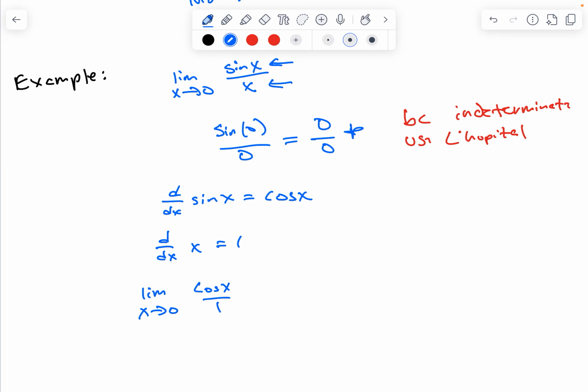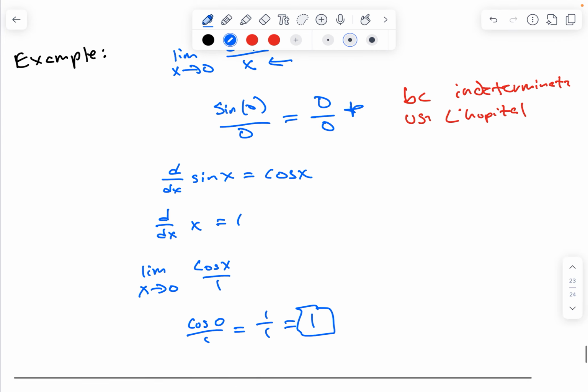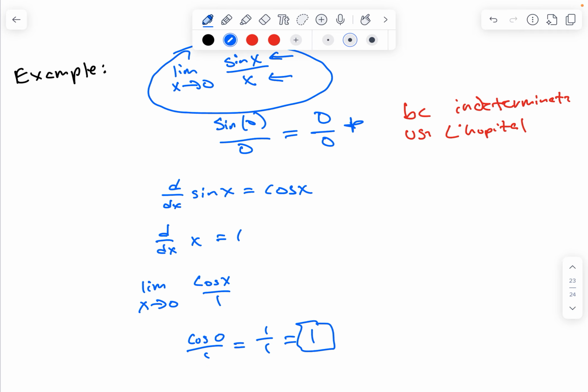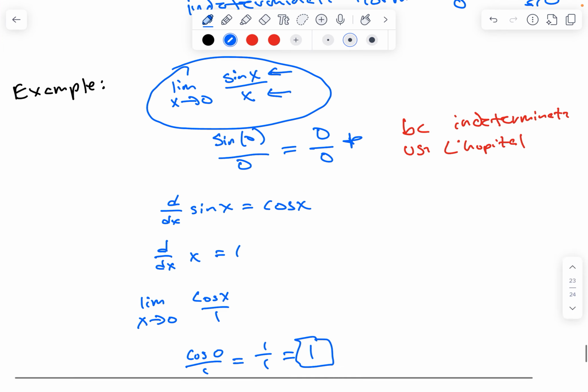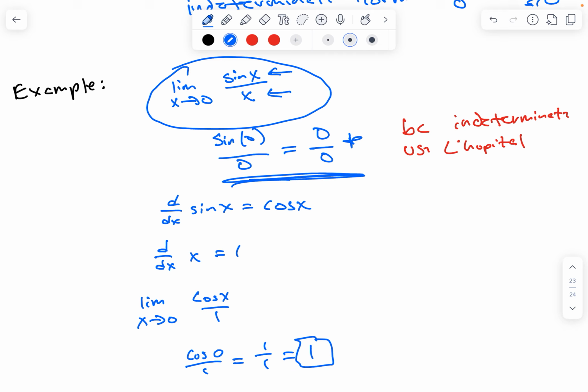And when we plug in 0 for x, we get cosine of 0 over 1 is equal to 1 over 1, which is 1. And that is our answer for this problem. So only use L'Hopital's rule if you get an indeterminate form like 0 over 0 or infinity over infinity. Always try solving it normally first before using L'Hopital's.